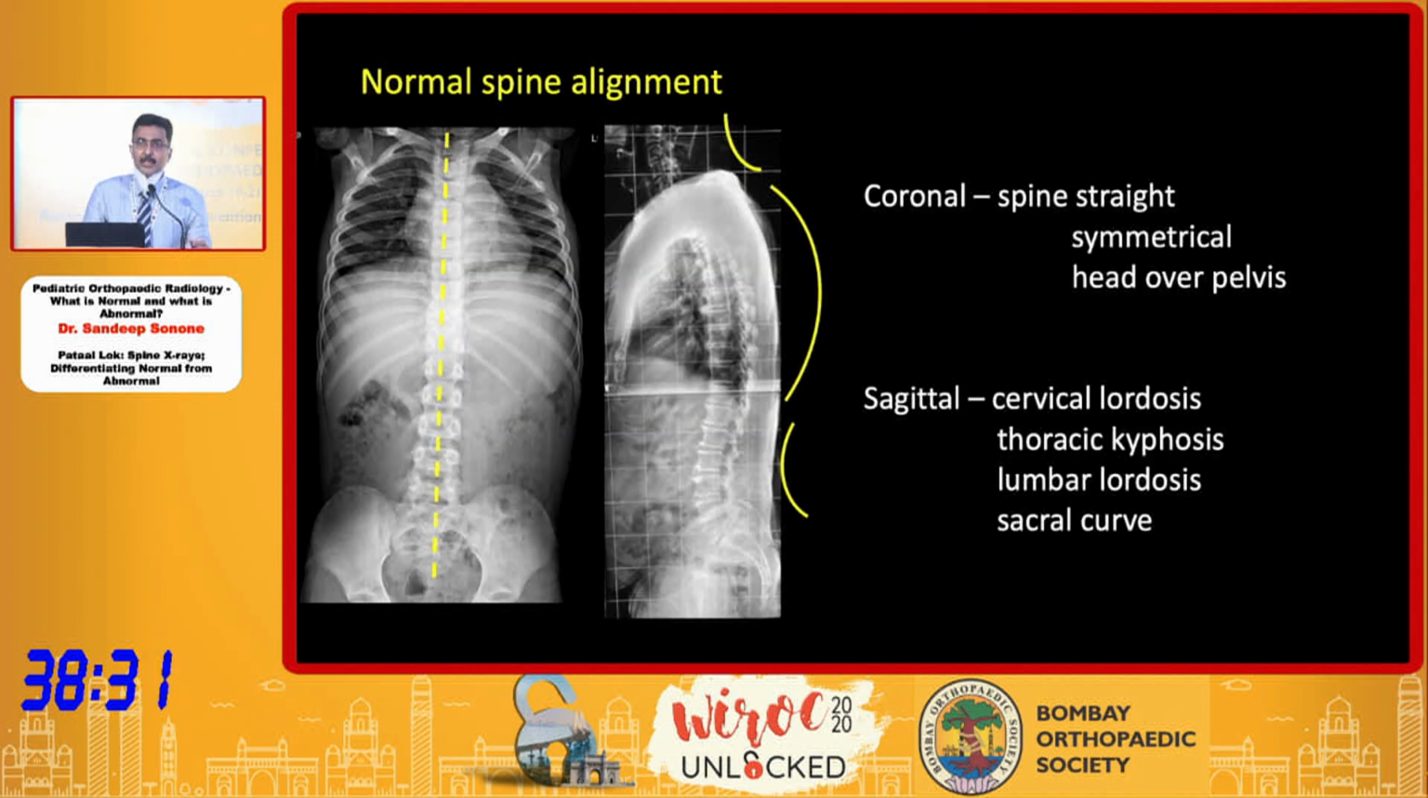Having said that, certain basic things remain the same once the child is past the walking age, that is the normal spine alignment. So in the standard AP X-ray, you'll see that the spine is straight, symmetrical, and the head is nicely balanced over the pelvis. And in the sagittal view, there is evidence of cervical and lumbar lordosis and thoracic and sacral kyphosis. Any deviation from this can be very easily picked up on a cursory examination of the X-rays.